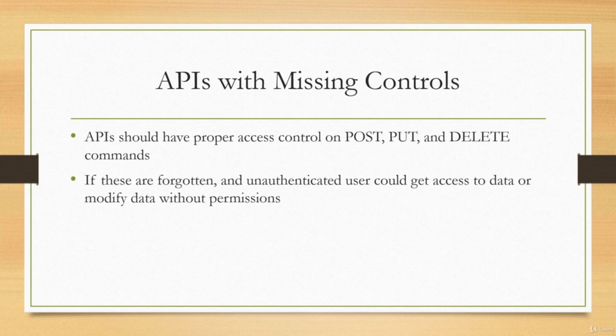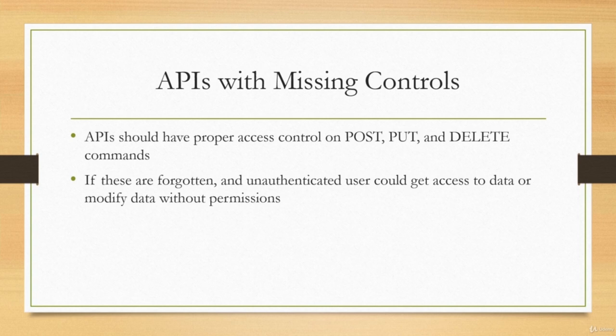And then one of the big ones that's coming up more and more is everybody wants an API in their application, but a lot of people don't really implement them properly. So missing controls on APIs tends to be a fairly common problem. If you do posts, puts, deletes, that sort of thing, you may be able to utilize these API calls without proper permission. Maybe typically we only want an admin to delete data, but if we don't authenticate it through the API, someone might be able to delete data without having any sort of permissions. So this is a really important one to keep in mind.